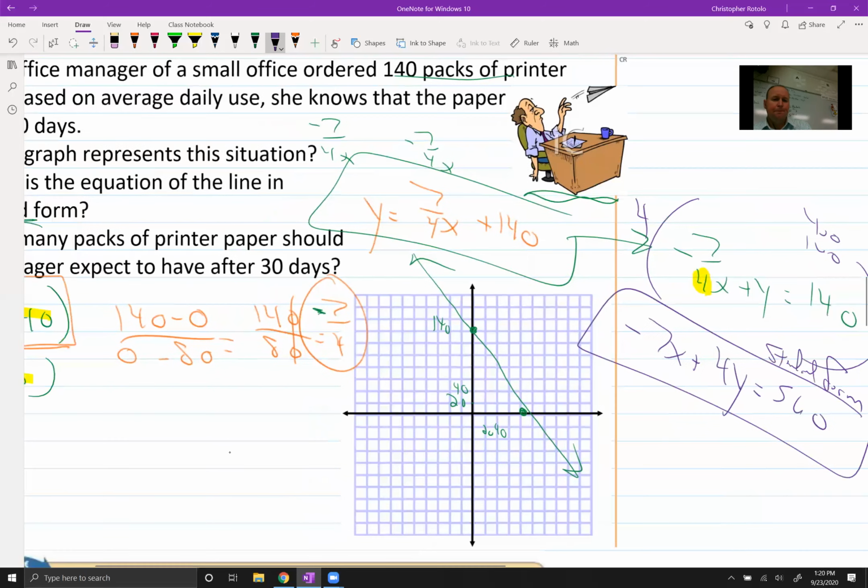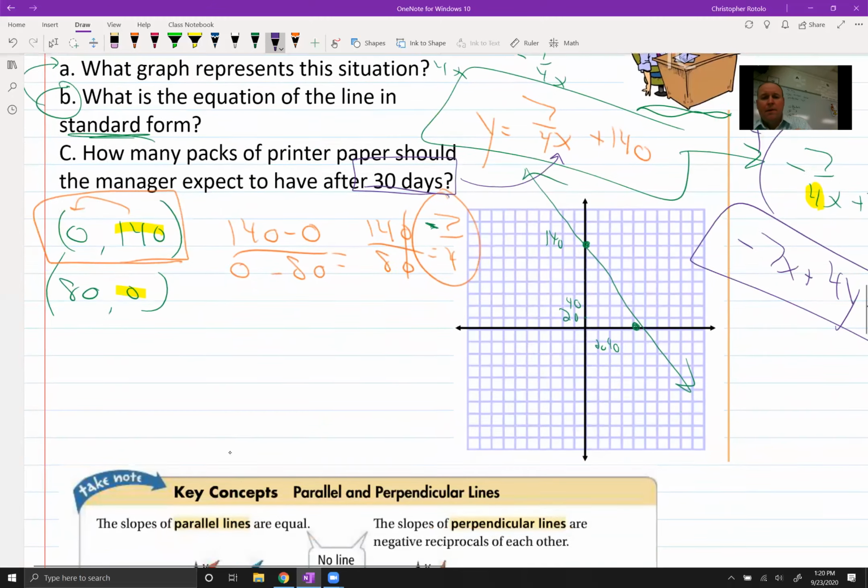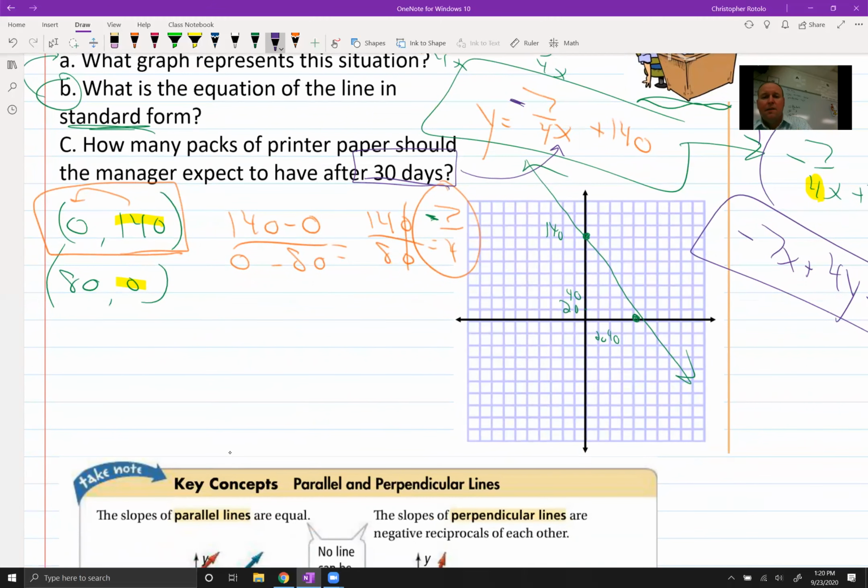And then the last one, how many packs of paper do we have after 30 days? All right, so dealing with this, I'd probably say that I want to use the slope-intercept form. Oh, I didn't put my minus in there. Good catch if you already had it. Probably angry. Why doesn't he have minus in there? Okay, now he does. Negative 7/4 times 30 plus 140.